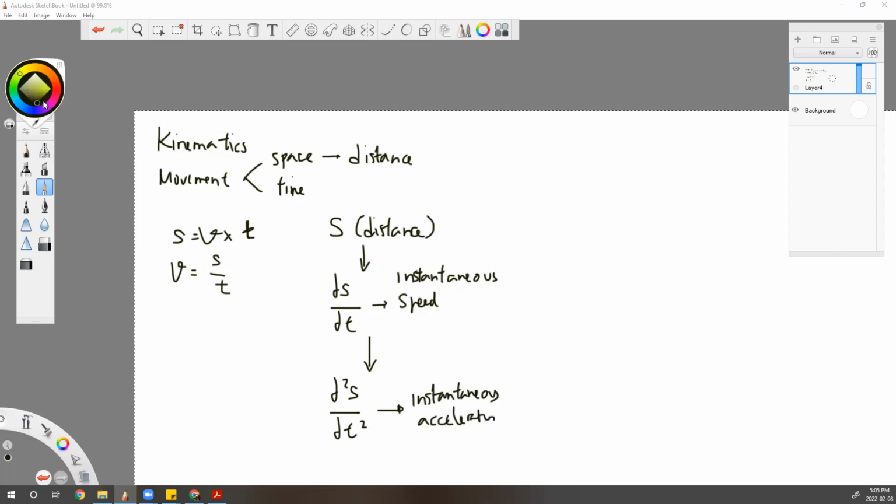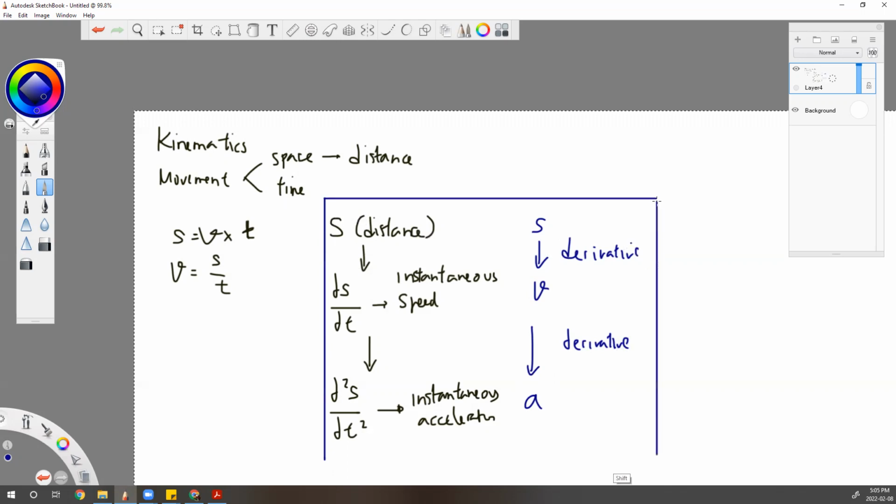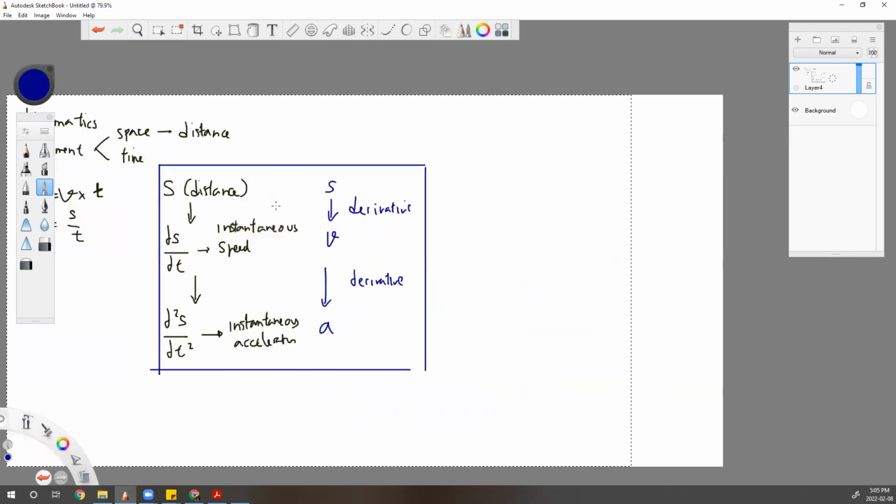As simple as this: if you derive s, you will get v. If you derive v, you will get a. As simple as that. Derive v, derive a. This is the main idea, and I don't have another explanation, but if you want to make sure that you know how to derive, it would be like this.